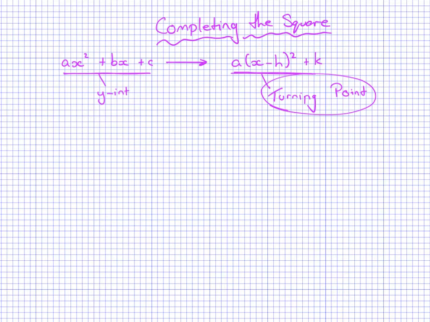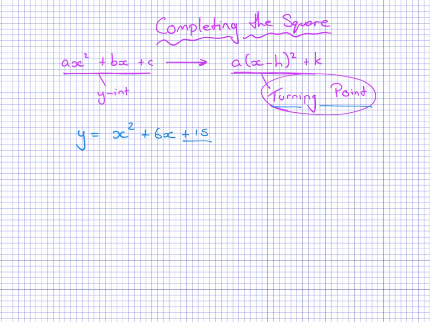Alright, so here is a quadratic. We might have y equals x squared plus 6x plus 15 on the end. You might be wondering why we do this. Remember, it's just to find the turning point of a quadratic. We already know the y-intercept.